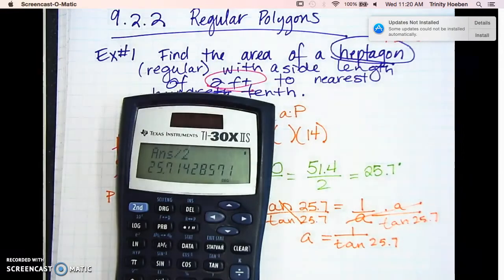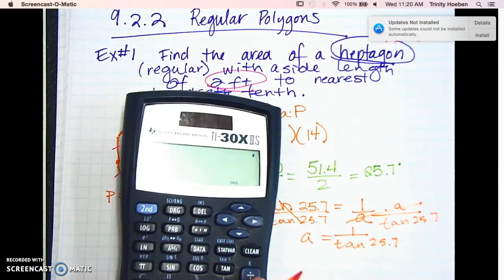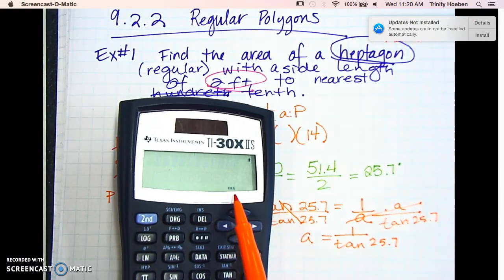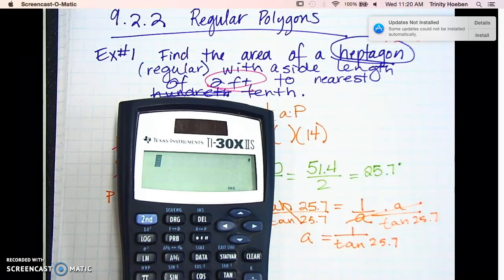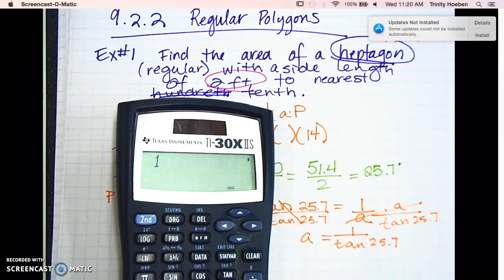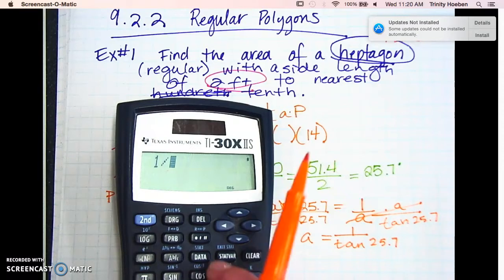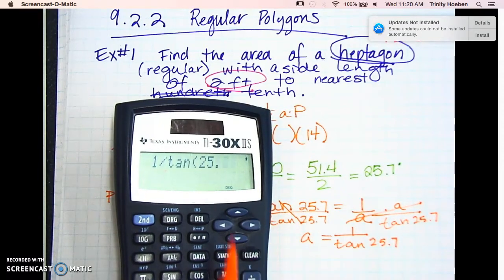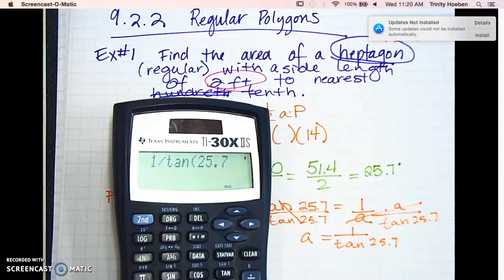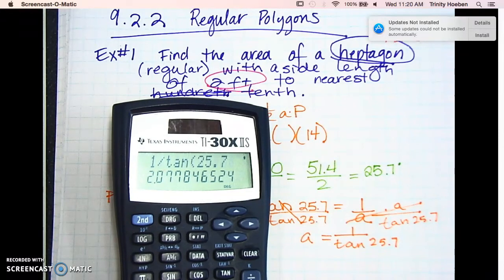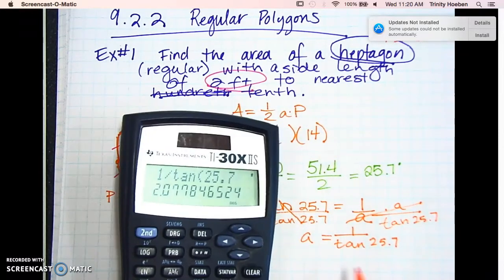So we're going to clear out our calculator. We need to make sure it's in degree mode, so it should have that little DEG. And then we're going to type 1 divided by the tangent of 25.7. Hit the equal sign. And I got it.